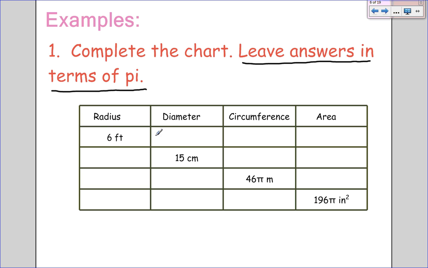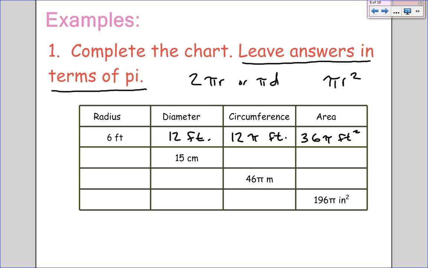So if the radius is 6 feet, the diameter would be double that, so 12 feet. Now 2 pi r, or pi d, gives me the circumference formula. So pi times the diameter is 12 pi feet. That's what we mean by terms of pi. We're just going to write 12 times pi and not actually do the multiplication. Now to do the area, the formula is pi r squared. So 6 squared is 36 pi feet squared. Pause the video and try to fill the rest of the chart in on your own.